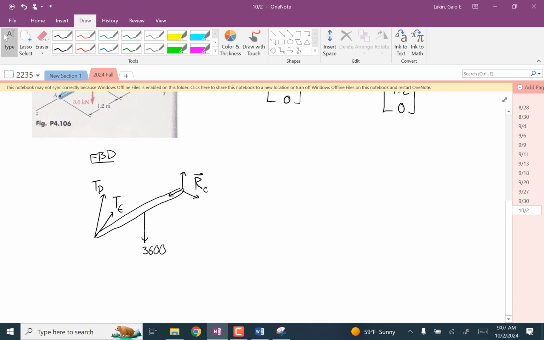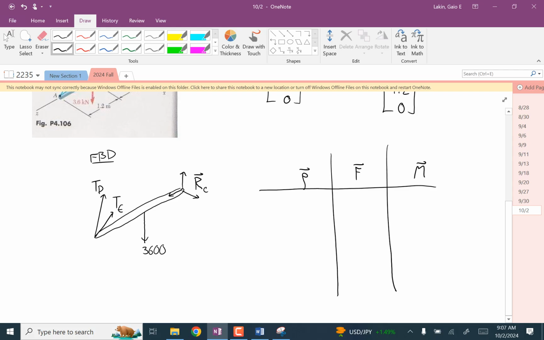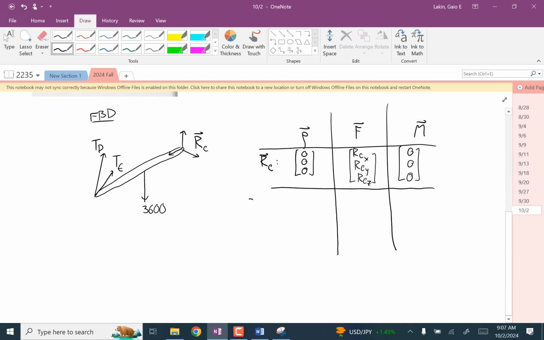Well, let's set up the table, and then if you want to keep going after that, we can. But let's just set up the table. So rho, force, moment. So first, this force RC. Okay. And then the 3600.